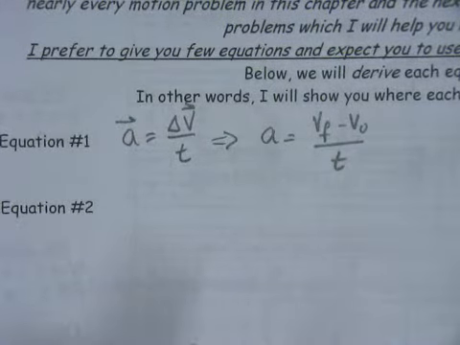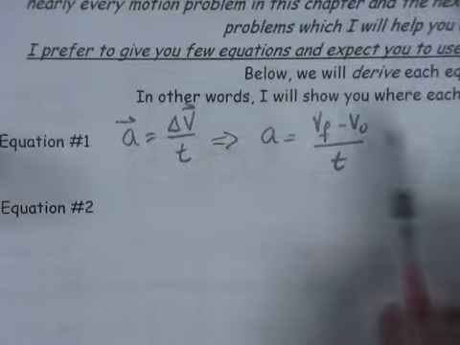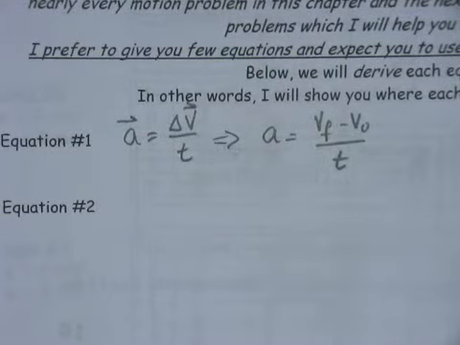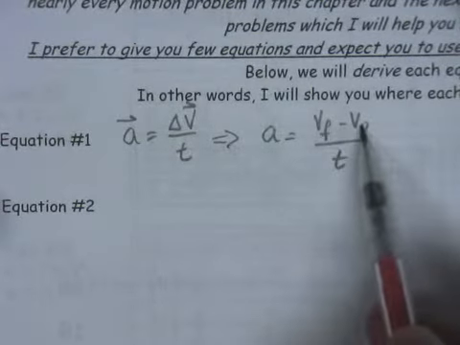All right, so what does that mean? Change is final minus initial. So anytime you hear the word change in position, change in acceleration, change in velocity, change in anything, it's always going to be what you end with minus what you begin with. So it's going to be final minus initial.